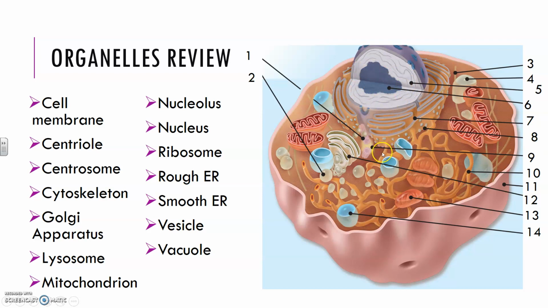Then you have your smooth ER, which comes off of the rough ER. That's this orange network, number 10 here. Then you have your vesicles, which I would probably say is number 4. Some of this gets a little difficult to differentiate, so don't worry, we're not going to get that close into a lot of this. And then you also have your vacuoles, which would be number 14, for storage.